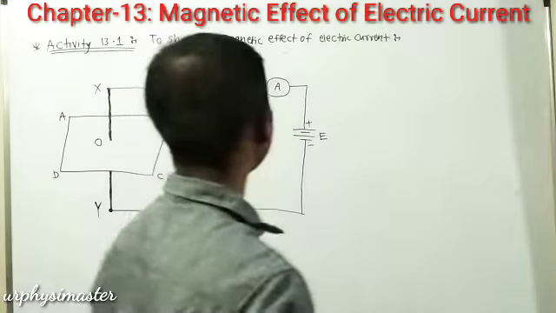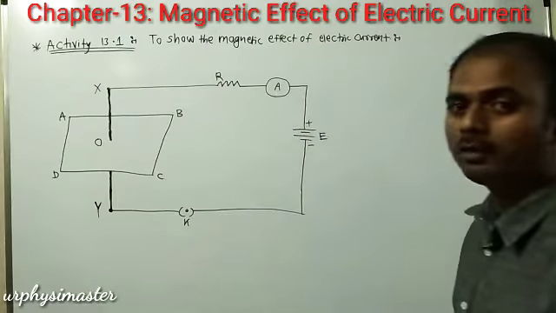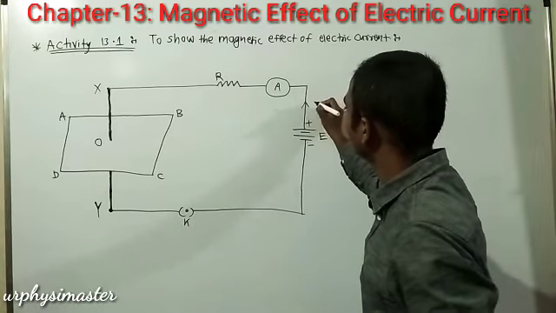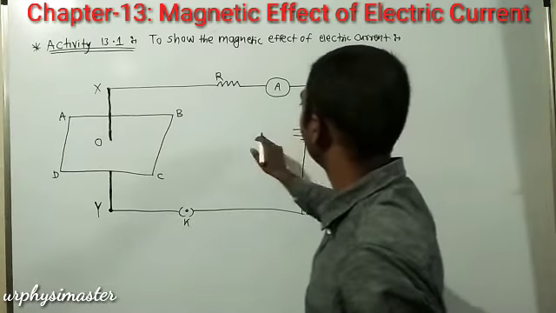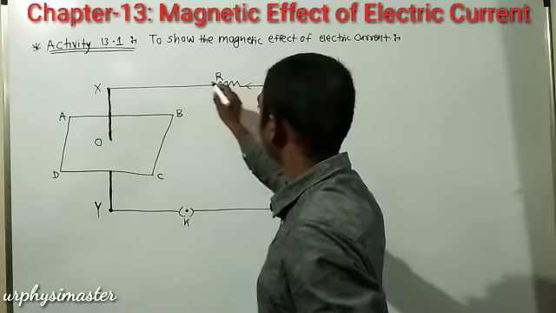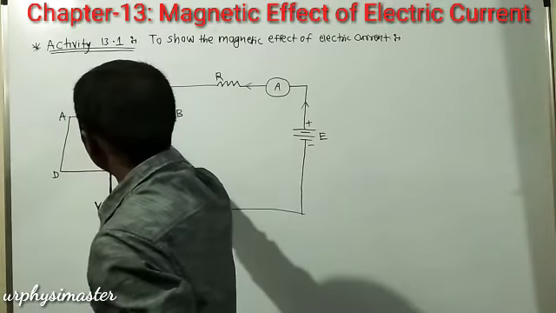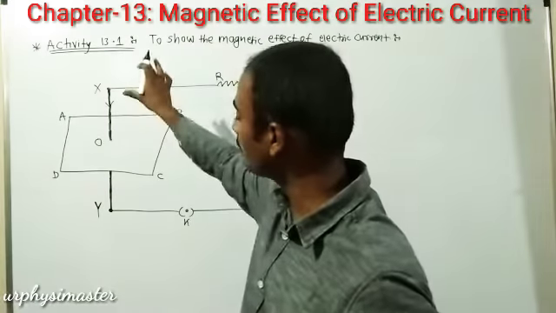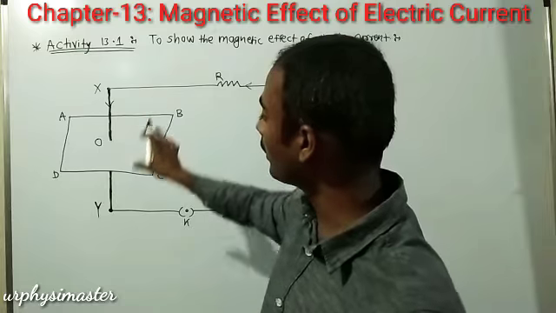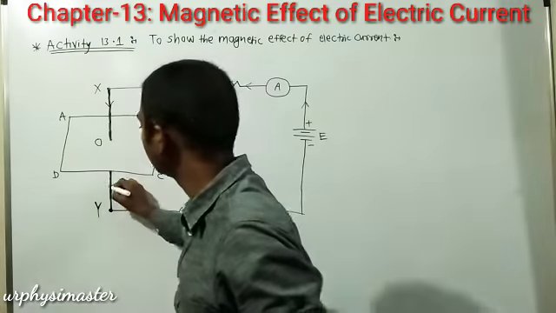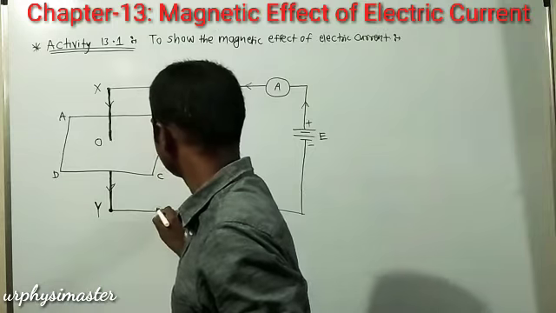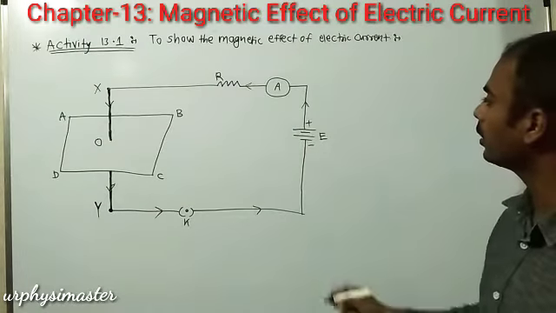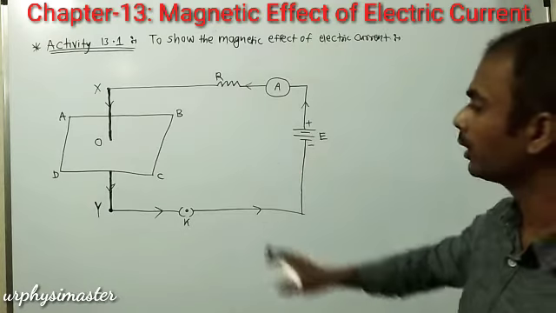Do you know that the direction of the current flowing through the circuit is from the positive terminal of the battery to the negative terminal of the battery. So it passes through the resistor capital R, then through this thick copper wire which is kept between the points capital X and capital Y. So this is the direction of the current flowing through the circuit, right?